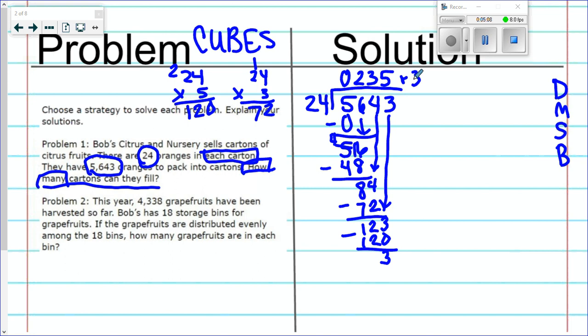Now I need to go back to the question though. How many cartons can we fill? Well, I know that I can fill 235 cartons with 3 oranges left over. So to answer this problem, the answer is actually we can fill 235 cartons.